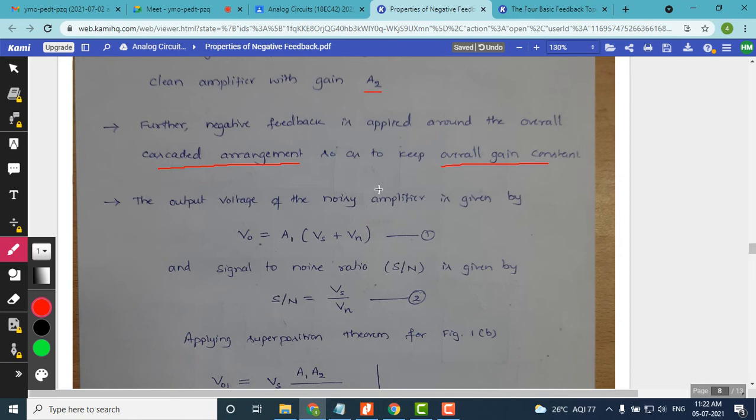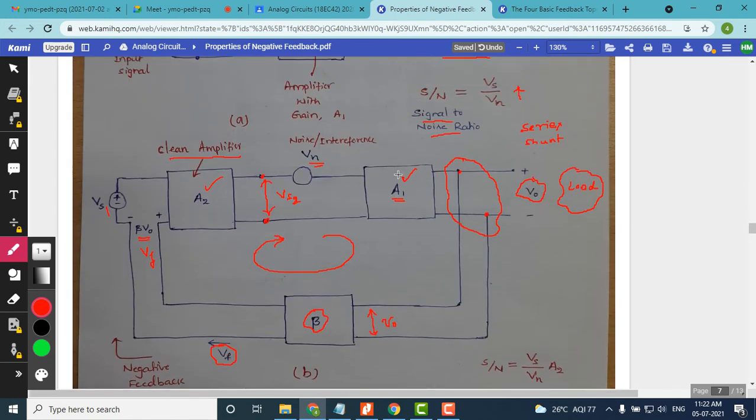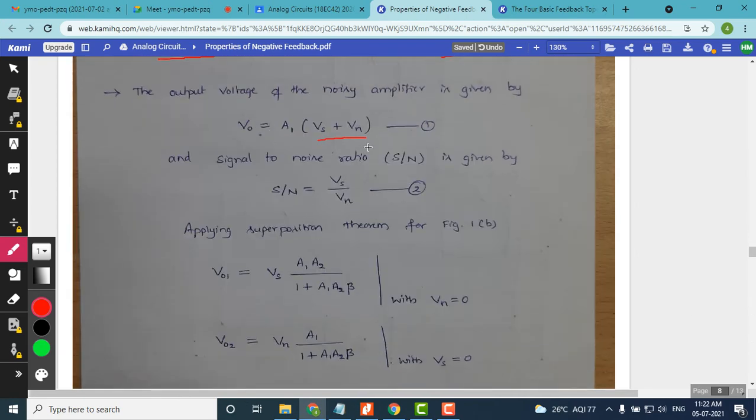Now we will look into the mathematical derivations. The output voltage of a noisy amplifier is given by V naught equals A1 times (Vs plus Vn). If you have any doubt, you can look into the block diagram. A1 is nothing but this first one here, and the expression we have written is A1 times the signal Vs plus Vn. The signal to noise ratio, which we already defined, is the source voltage divided by the noise voltage. Now, here there are two sources.